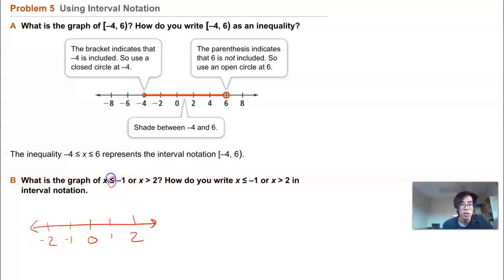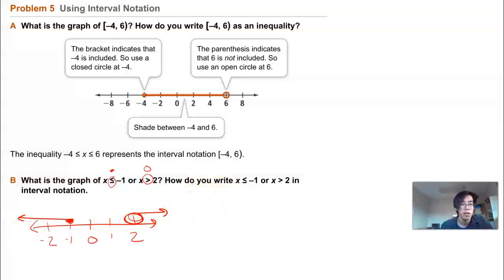Alright, this is going to show me it's a closed dot. So it's going to be a closed dot on negative 1, going forever in the negative infinity direction. Okay, x is greater than 2, so that means x cannot be 2, only greater than 2, which is going to be an open dot on 2 going forever in the positive direction.